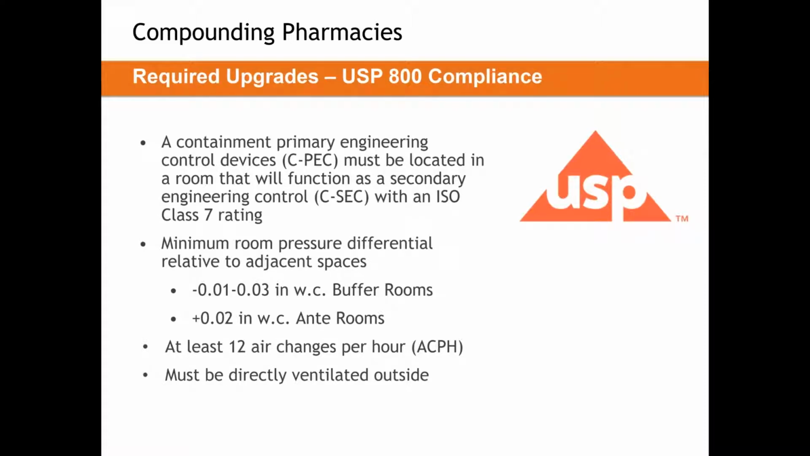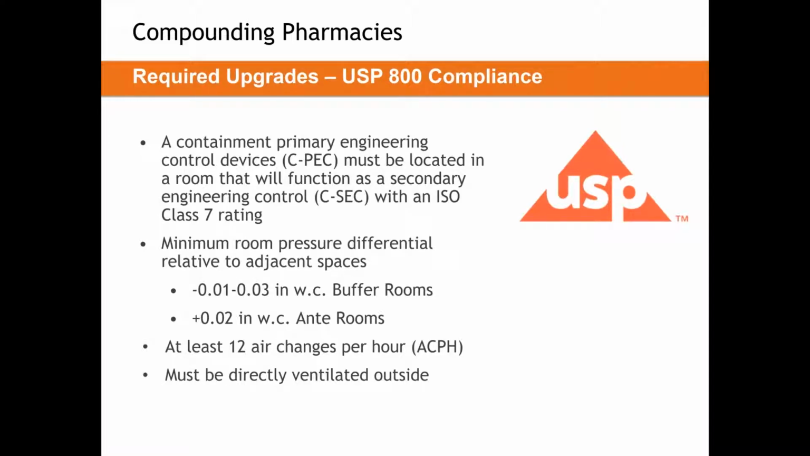The next change is that these rooms need a minimum differential pressure of minus 0.01 to 0.03 inside the buffer rooms. This is a little bit different than USP 797. USP 797 gave us a minimum pressure of 0.01, but it did not put, if you want to call it, an upper end cap on that number. So USP 800 is really locked in on this pressure range, and those two numbers, 0.01 to 0.03, will be the difficult part of the design and commissioning of these projects.